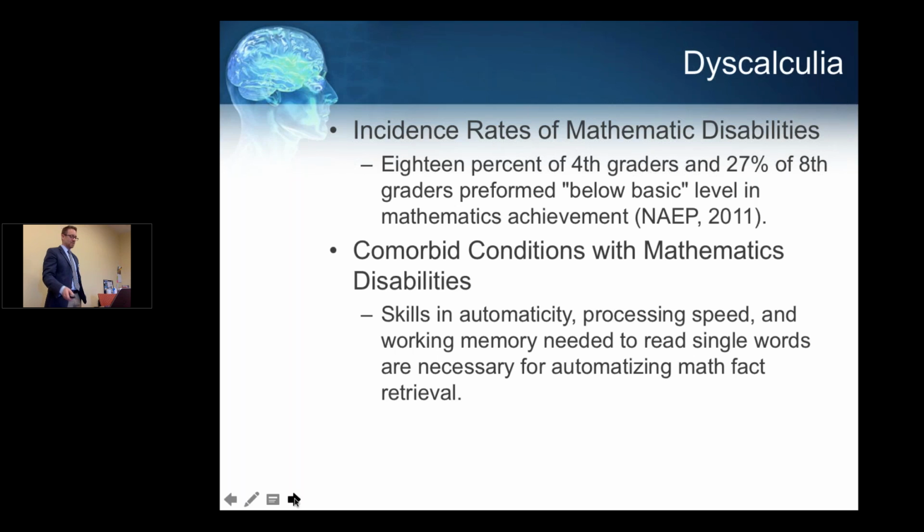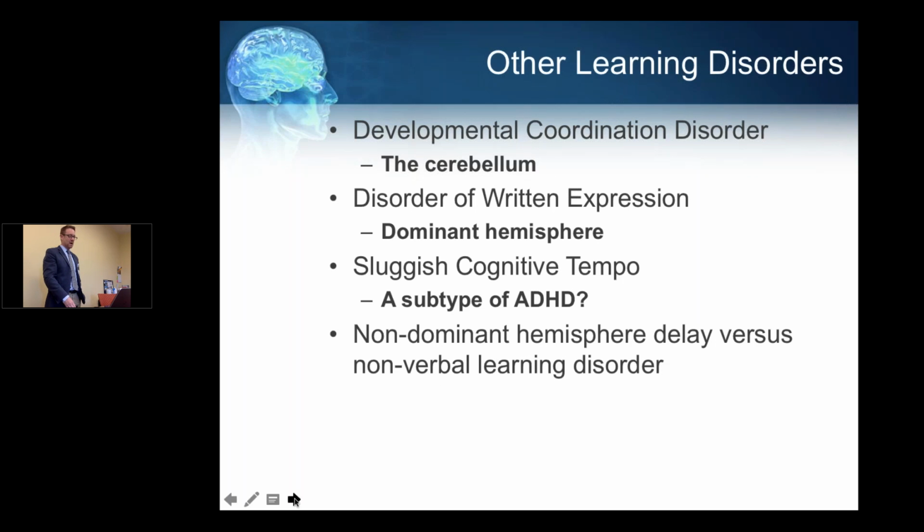Often, again, you have problems with words and spatial reading, things like that affect it as well. So this is just a summary of some other learning disorders. Developmental coordination disorder we've talked about. Disorder of written expression we've talked about. There's also a sluggish cognitive tempo. Is it a subtype of ADD? Is it not? Doesn't matter. Just get help for it. There's also a non-dominant hemisphere delay.